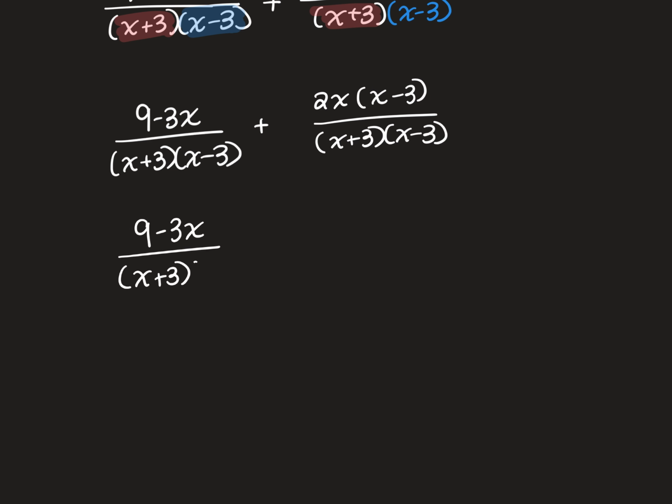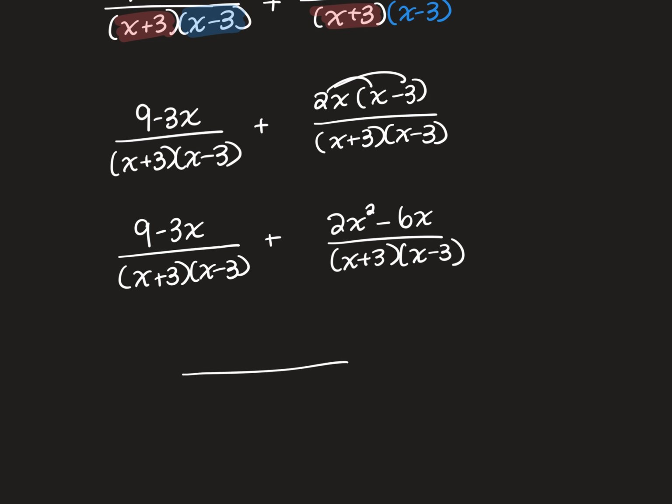Now I want you to understand I'm doing this very intentionally. So I'm taking my time through this process. You might find ways where you can move a little bit quicker through the process. So we get 2x squared minus 6x over our common denominator.